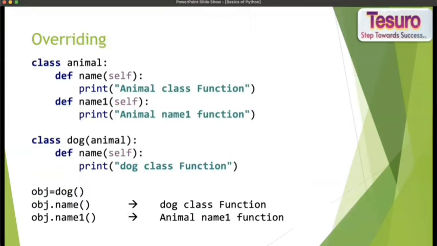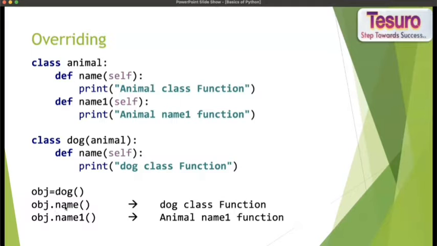What is overriding? If two classes have the same function, in which order or which function will it take? Let us see an example. Here, animal has name and name one functions, whereas dog has a name function. Whenever you call obj.name, which class should it call? Here, the object is of the dog class. So it calls the function name which is in the dog class. So it prints the dog class function.